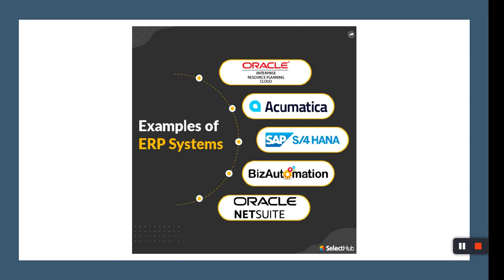And here are examples of the most popular ERP systems there is in the market. So we have the Oracle, we have Acumatica, we have SAP, S4HANA. I'm sure you've heard of this, and I think you've tried using S4HANA, and then Biz Automation and Oracle NetSuite. All right.